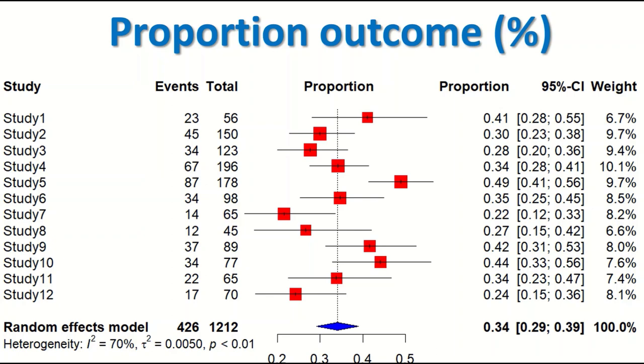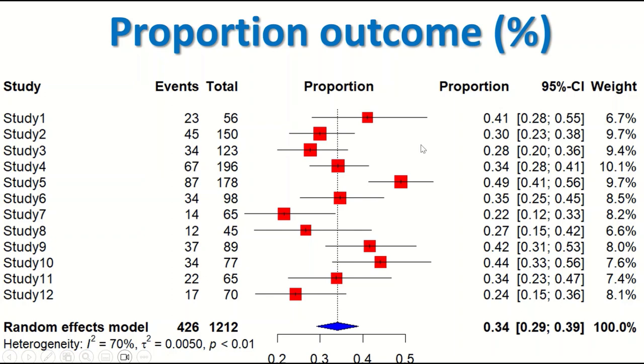So this is a forest plot that has three sections in it. The first section is descriptive statistics. The second one is diagrammatic representation. And the third one is the overall estimate of the effect size and the heterogeneity test. The first section is the description of the data: 12 studies, the events in each study, the total number of participants, and the calculated proportion for each study with a 95% confidence interval and a weight percentage for each study based on the sample size.